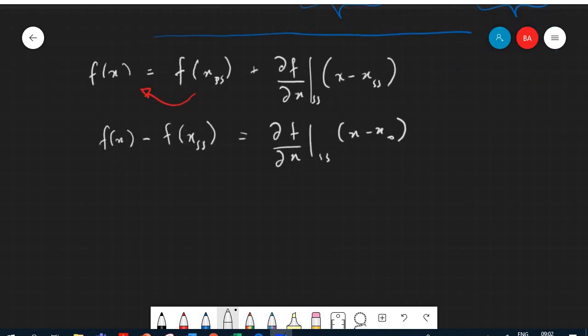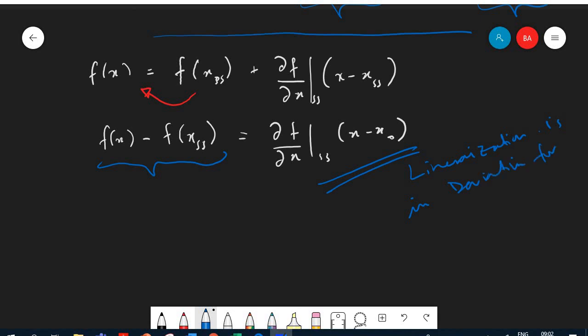Okay, so what does that mean? It means that if I have my y minus y at steady state, this is exactly in the deviation format. So I can directly do linearization, and this linearization is in deviation format. How did I know that this linearization now is in deviation format? This is because this is already in a deviation format. And that's what makes it easier for us.